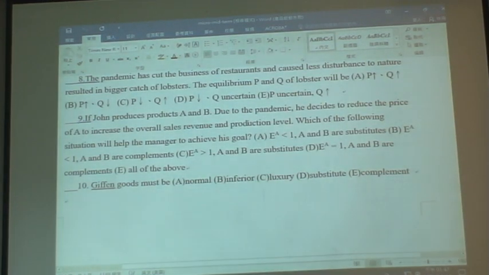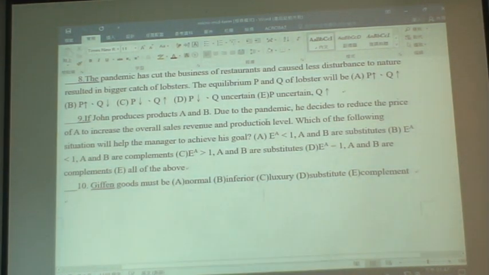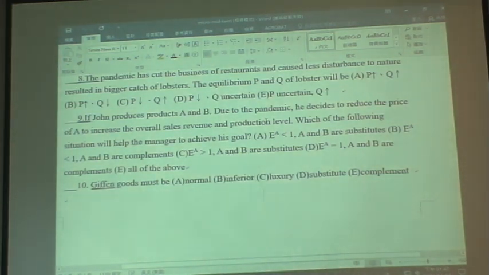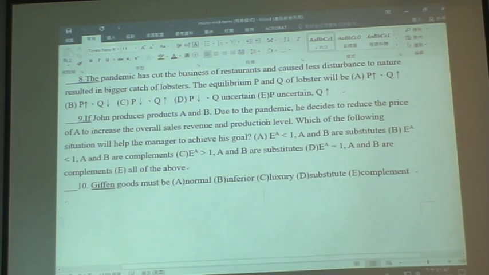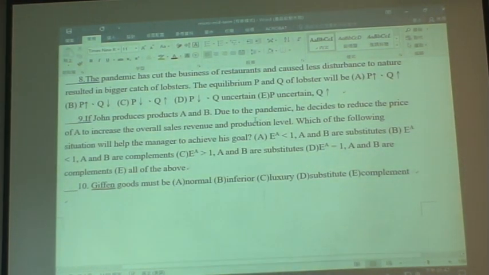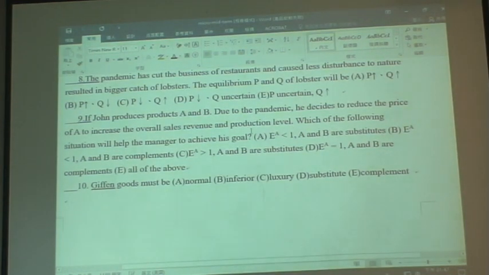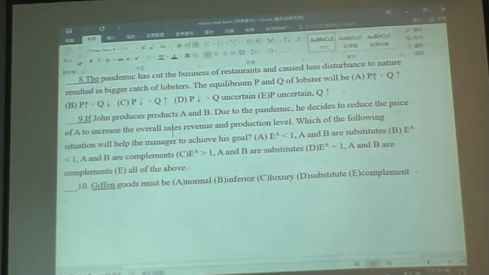produces products A and B. Due to the pandemic, we decided to reduce the price of A to increase the overall sales revenue and production level. Which of the following situations will help a manager to achieve his goal?